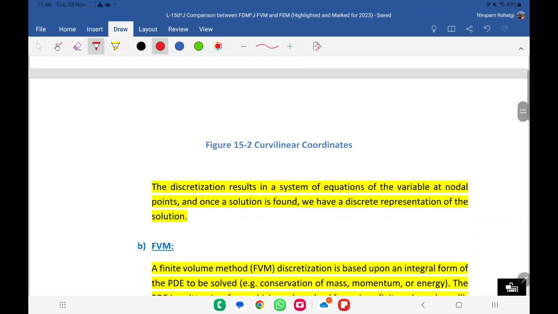The discretization results in a system of equations of the variables at nodal points. So here we are talking about FDM. In FDM, our equations are developed at nodal points. And once the solution is found, we have a discrete representation of the solution.